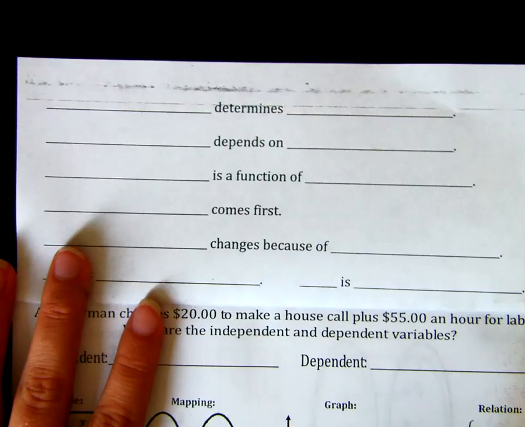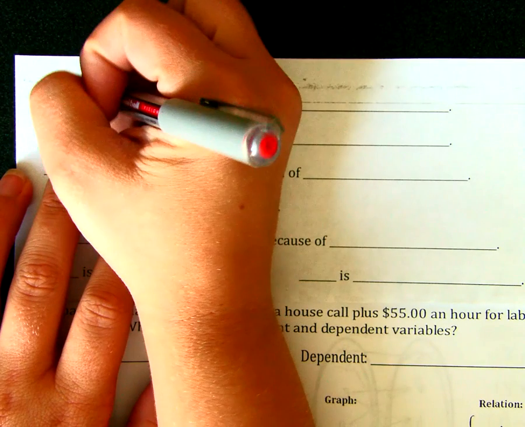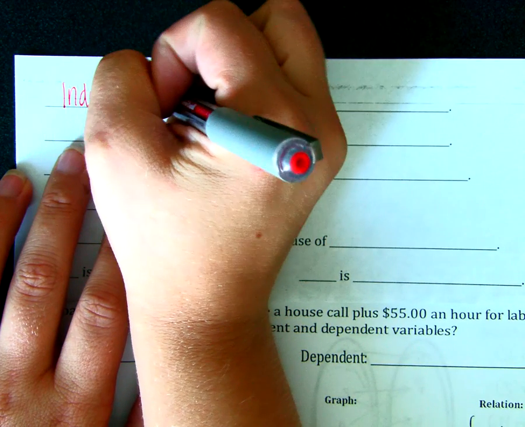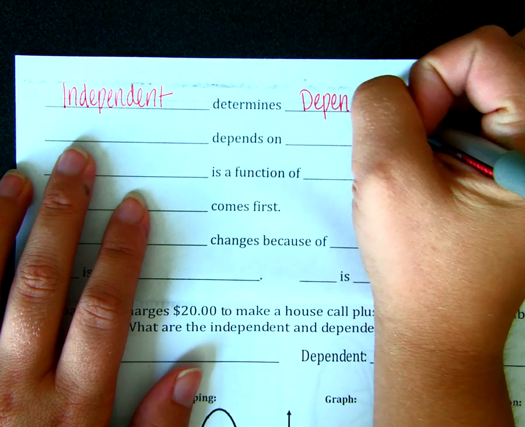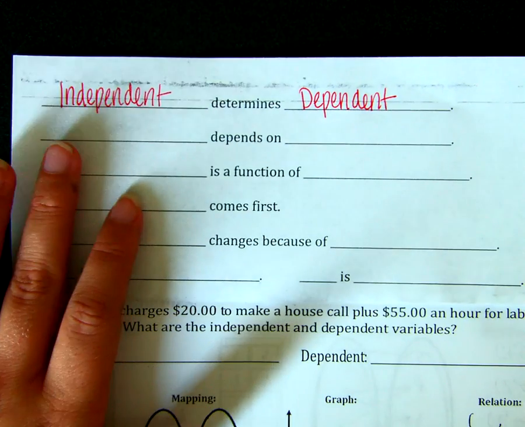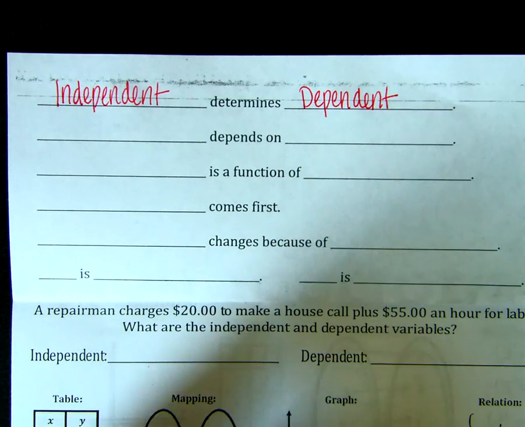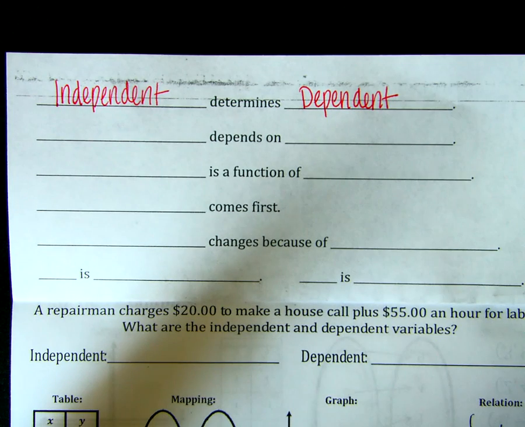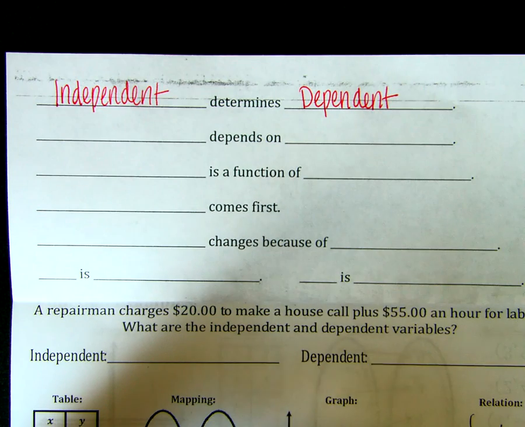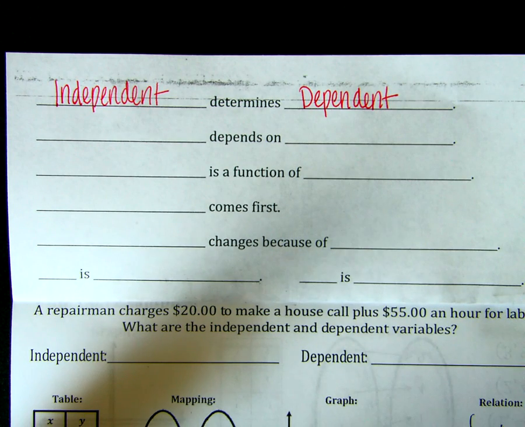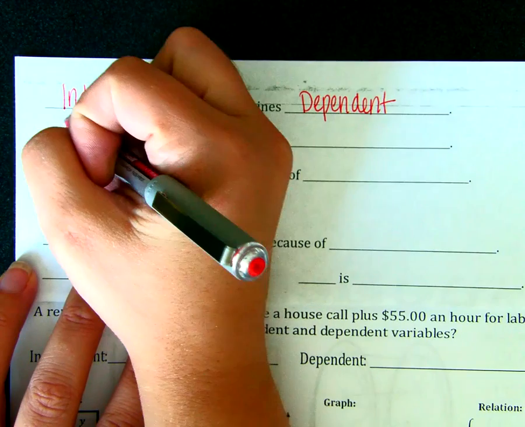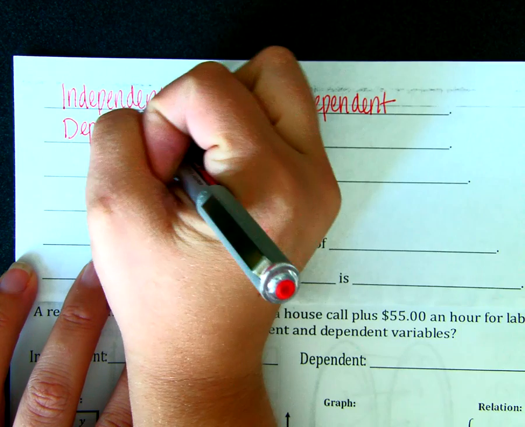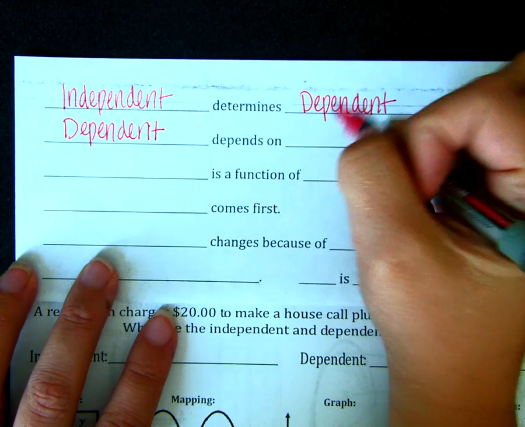Independent, remember, your independent determines your dependent. So whatever occurs, the cause, remember we talked about kind of being like cause and effect, the cause leads to your outcome, your aftermath. So your independent determines what happens with your dependent. On the flip side, your dependent depends on your independent.